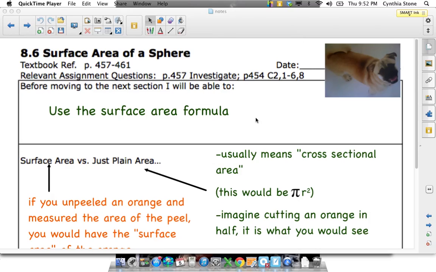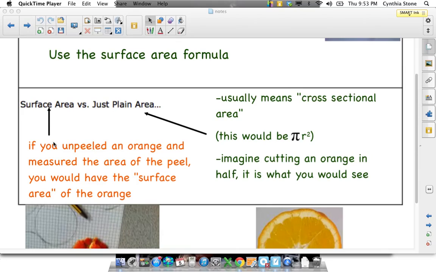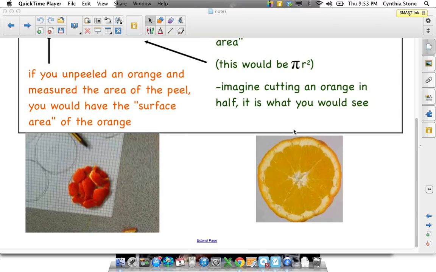And just a quick thing, because we've been talking about surface area, and with a sphere, the idea of surface area versus just plane area. Usually when we talk about area, say of a circle, we say pi r squared, right? And that would mean that's like the cross-sectional area. In other words, if you had a sphere like an orange and you cut it in half, this would be the cross-sectional area. That'd be the pi r squared.